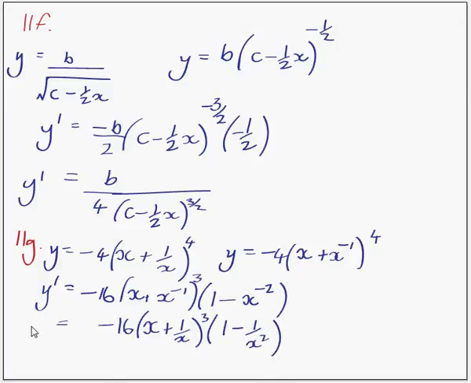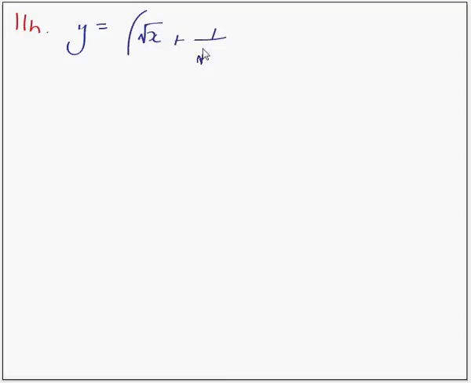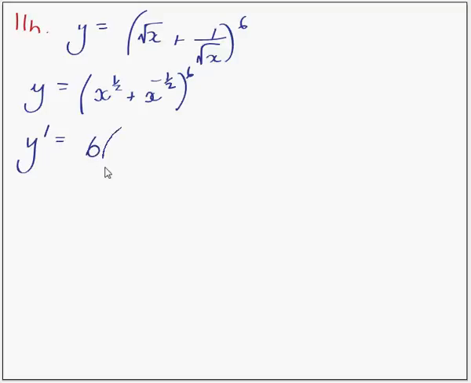Just do one more. This question has some square roots and some negative indices. So let's rewrite this first. X to the half plus x to the minus half to the power 6. So my derivative will be 6 lots of x to the half plus x to the minus a half, 1 off the power is 5, times it by the derivative of what's on the inside, which is a half x to the minus a half, minus a half x to the minus 3 on 2.